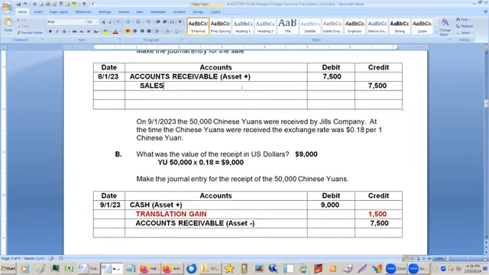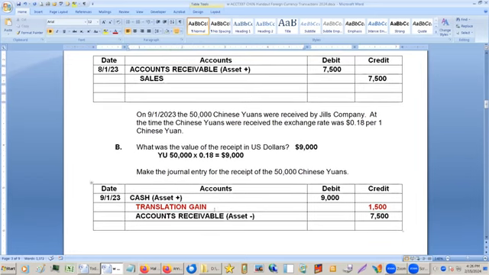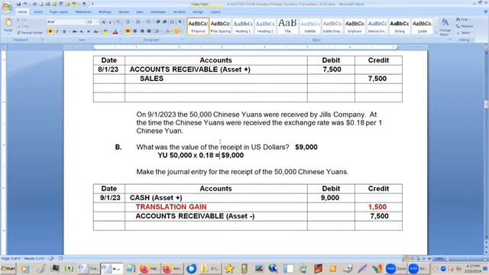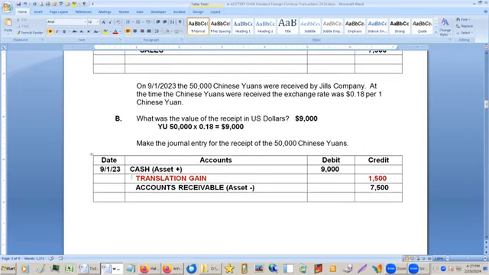And by the way, you might say, well, why don't we put that right into sales? Well, you don't put that into sales because it's actually not due to sales. It's due to the change in the currency. So you'll split it out separately from sales.